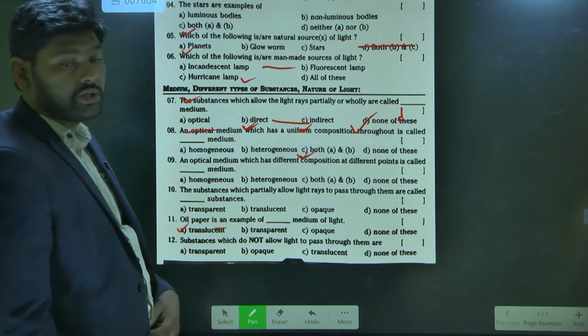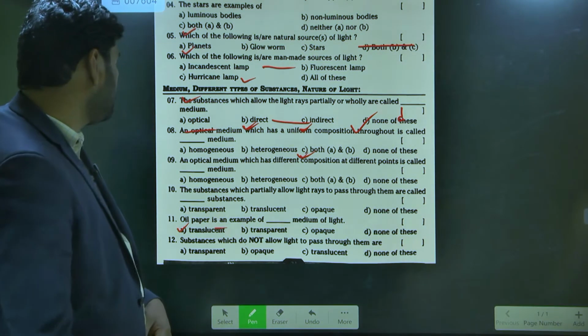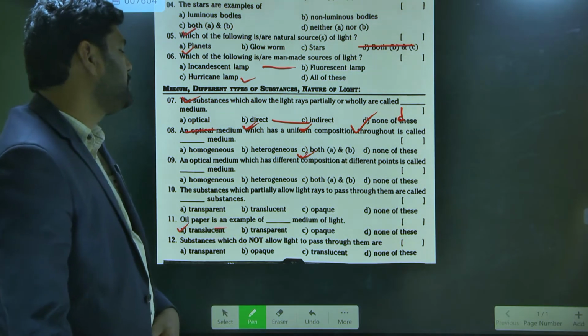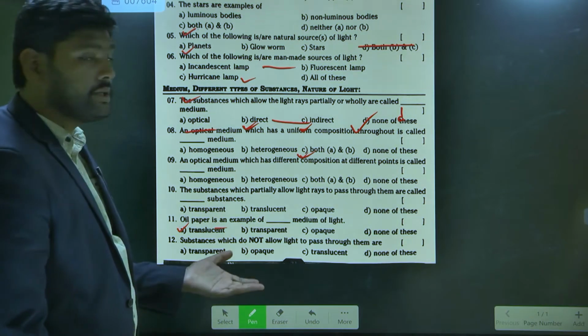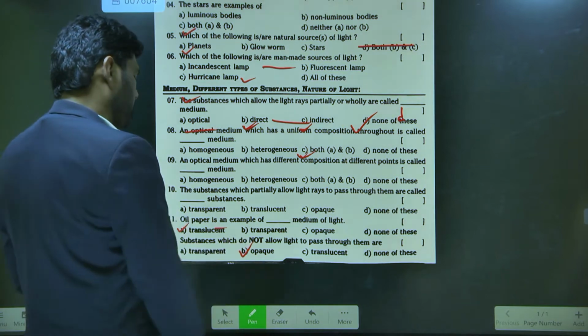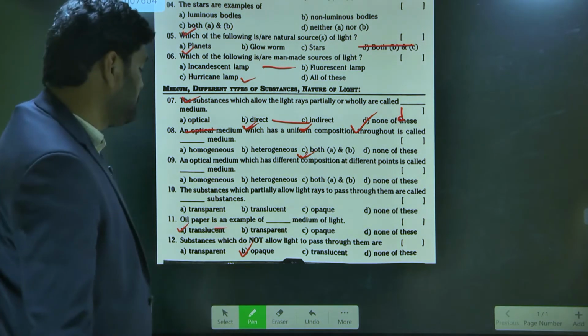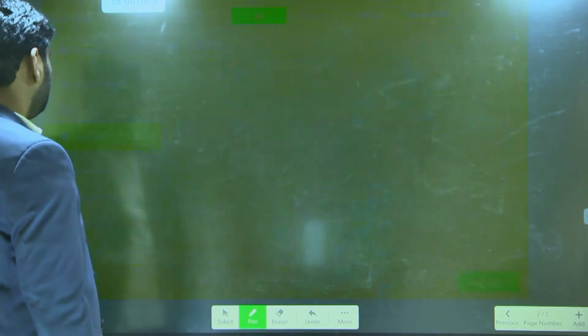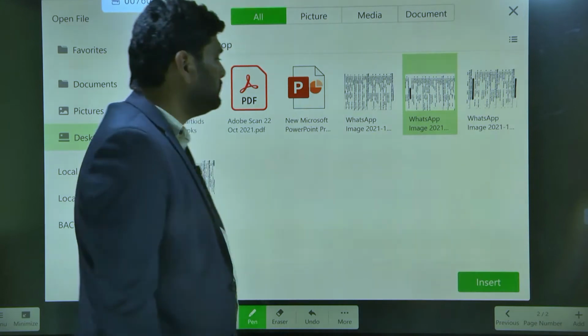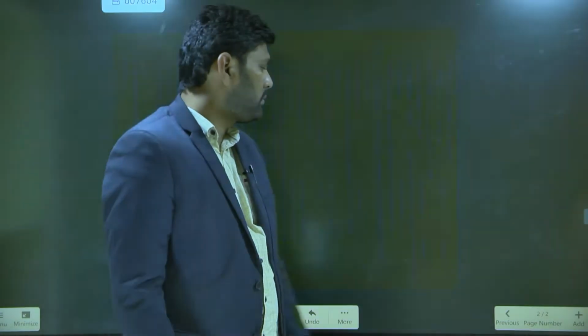Next, 12th question. What is the 12th question? Substances which do not allow light to pass through them are. So substances which do not allow light to pass through them are called opaque objects. Finally the answer is option B. Next, let's go for some other questions.